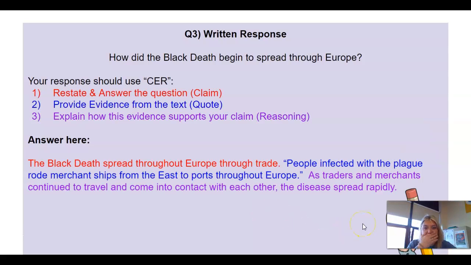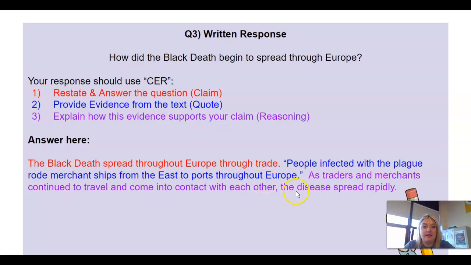All right, so written response. In my red, I have my claim. I know these might be different colors than Mrs. Dawson. We have blue, quote, and purple reasoning. The Black Death spread throughout Europe through trade. That answered the question. People infected with the plague rode merchant ships from east to ports throughout Europe. There's my quote. As traders and merchants continued to travel and come into contact with each other, the disease spread rapidly. That's my reasoning. That explains why that quote supports my answer. So trade, merchant ships, and then explaining that is supporting my claim that they went through trade.